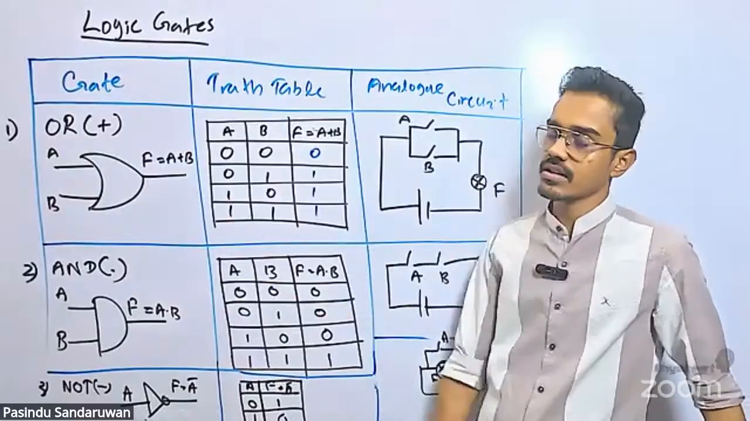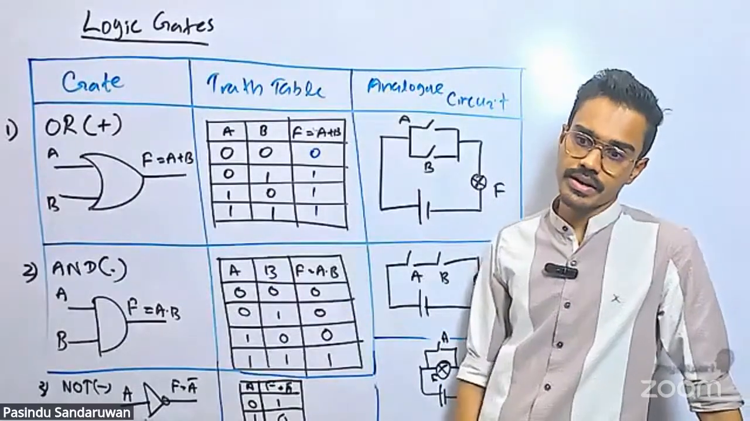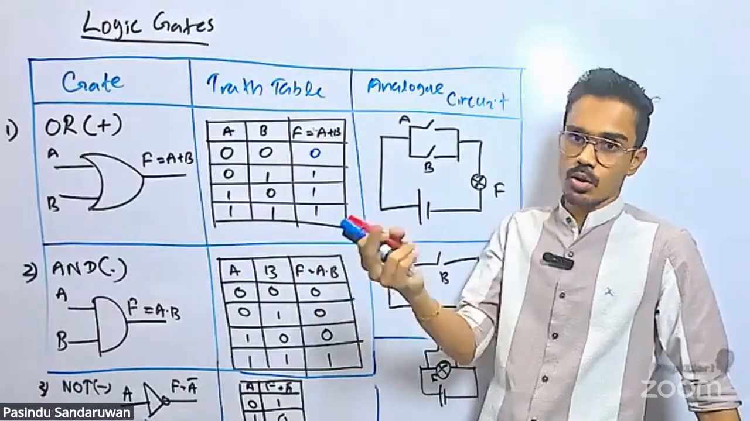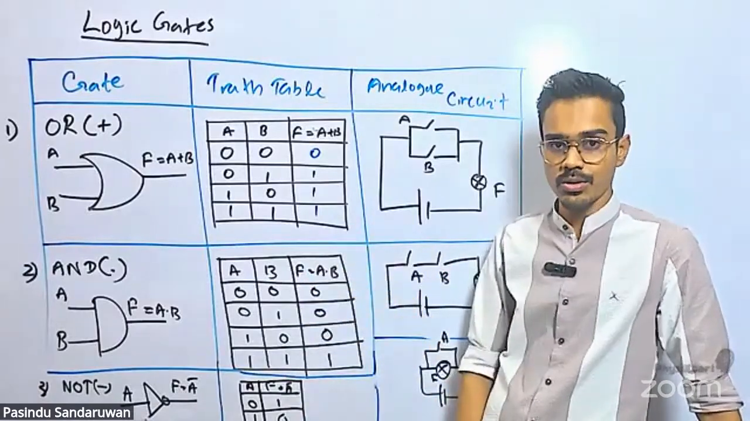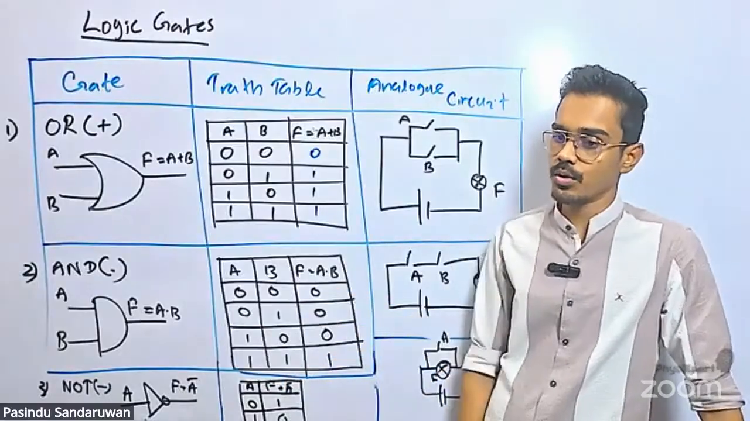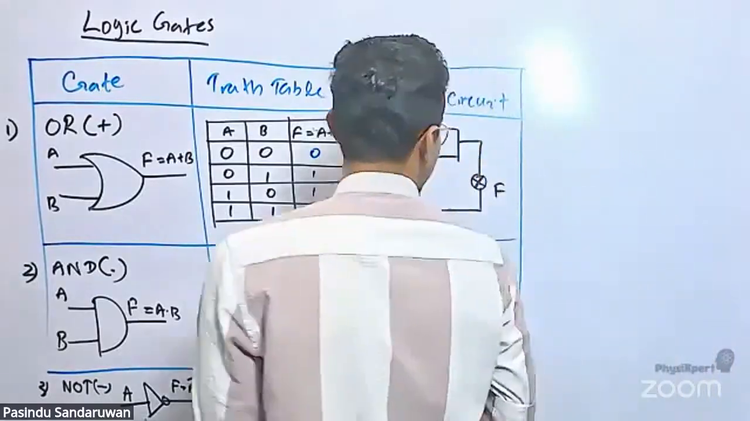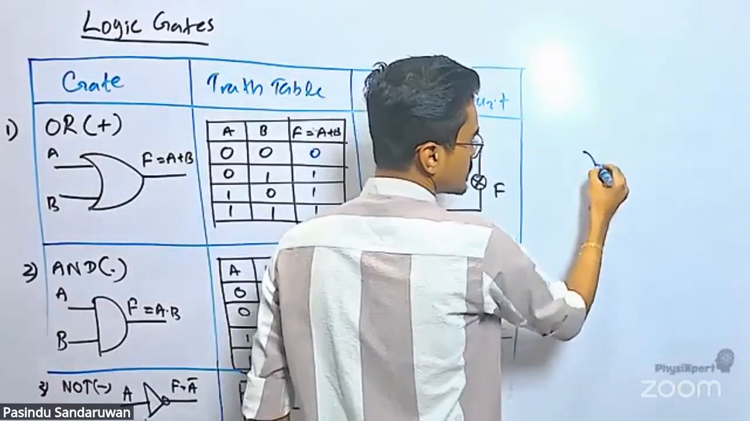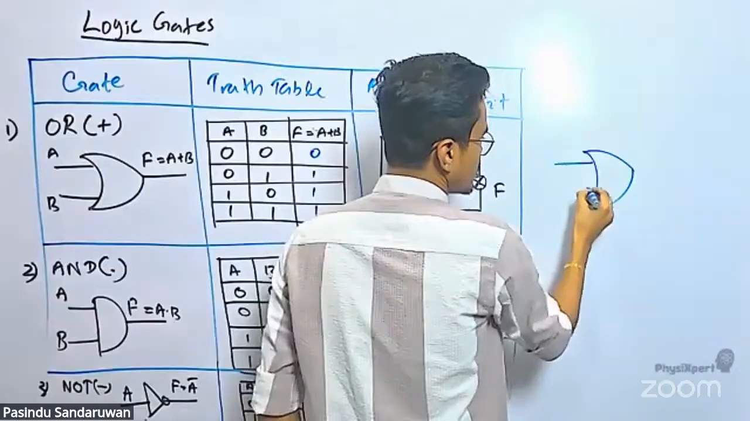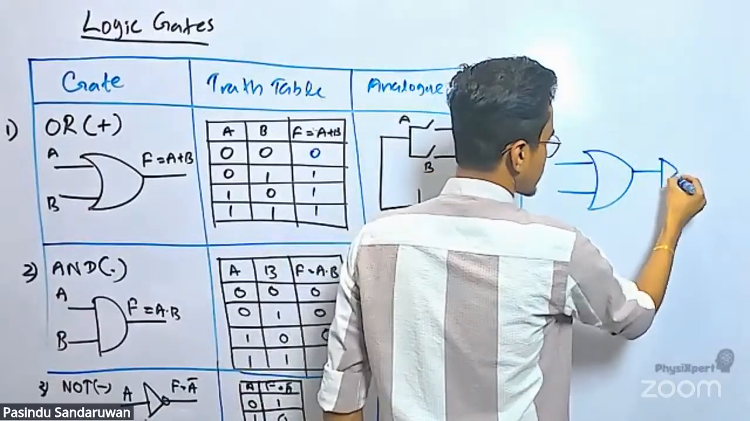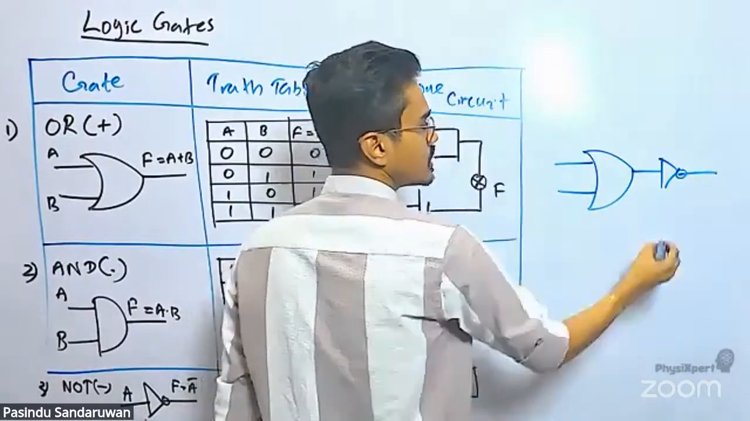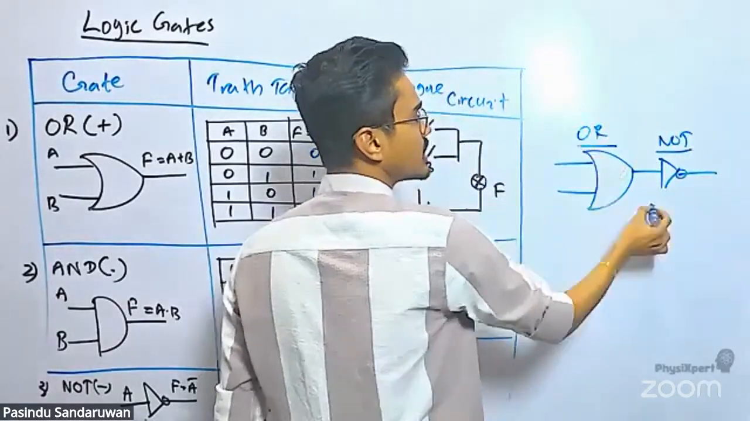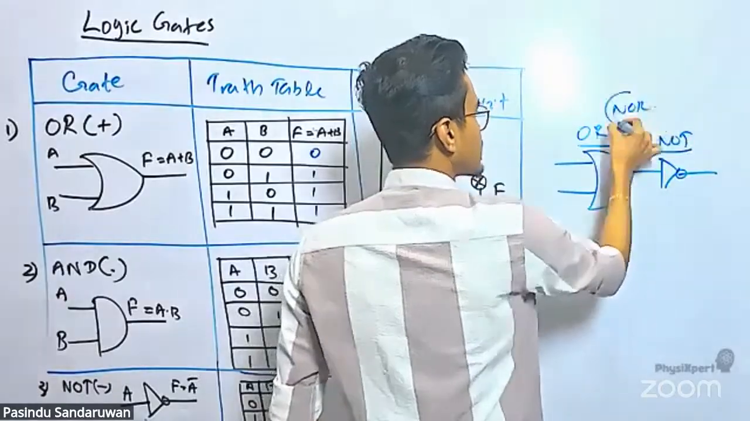Right. Next one is called NOR. NOR is actually a shortened form of NOT OR. If a NOT gate is connected in front of OR, look here, that is called NOT OR. It is written as NOR.